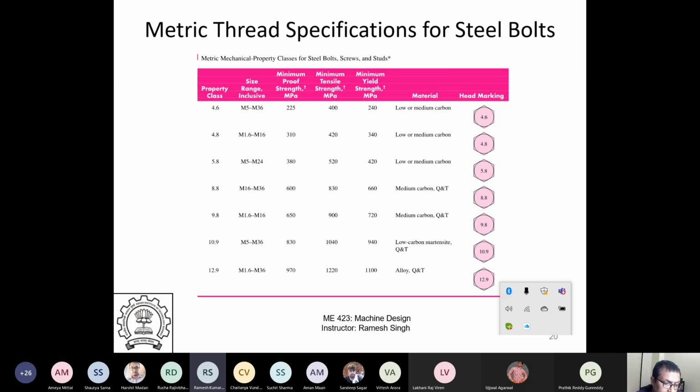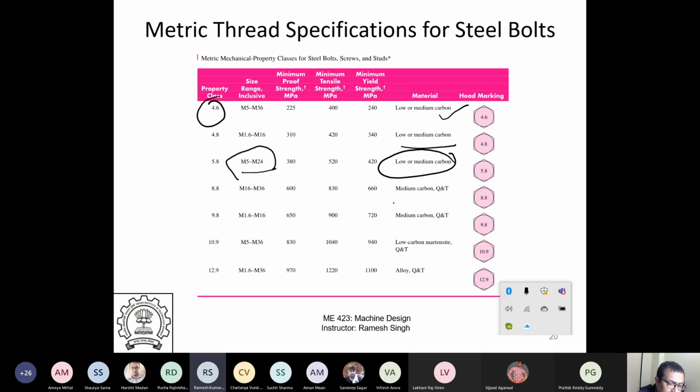And then, so bolt, screw, and so property, these are the classes of material. So 4.6 is low carbon steel, 4.8 is lower medium carbon, 5.8 is also low and medium carbon, but size ranges between 5 to 24.